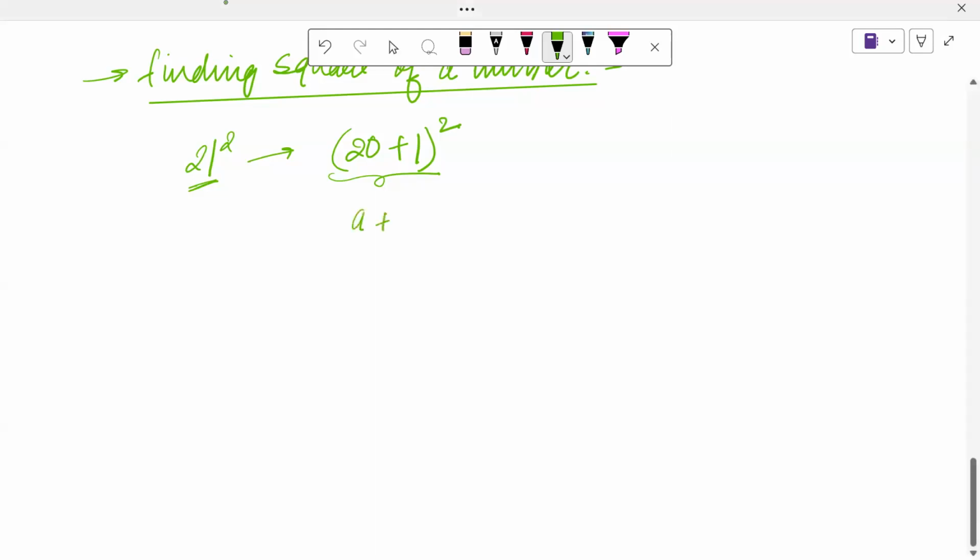(a+b)². Ma'am, this is the property. See, I actually can. (a+b)². What is (a+b)²?